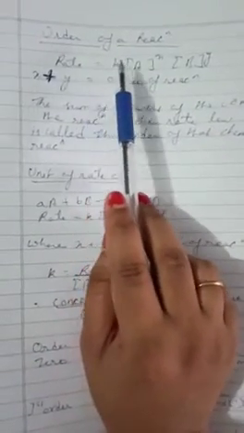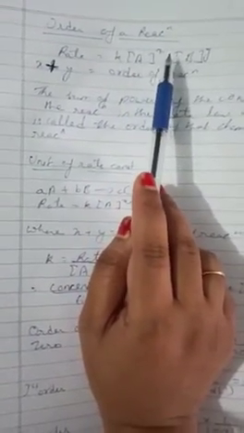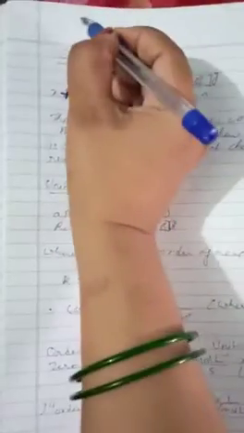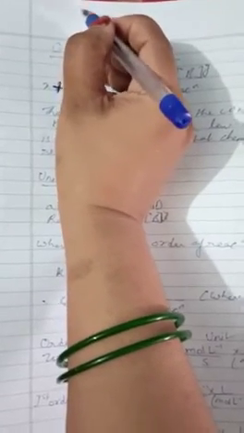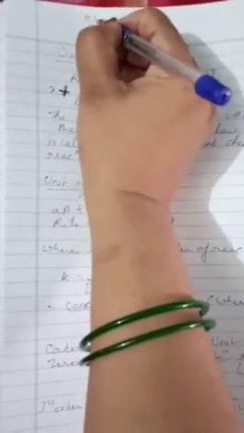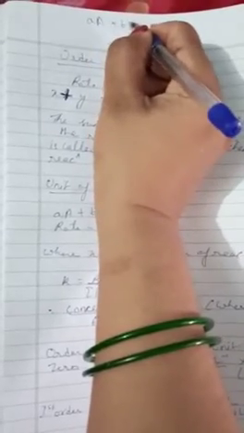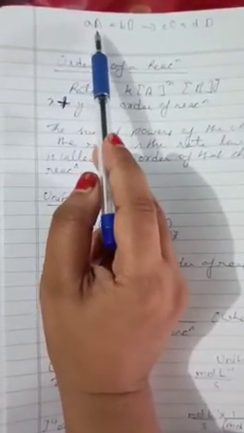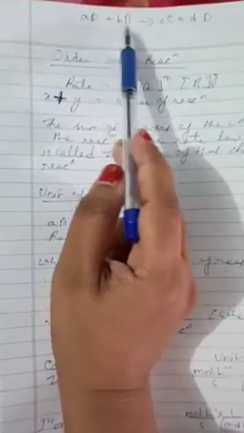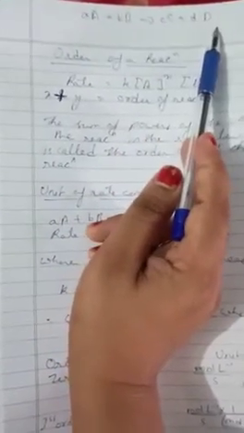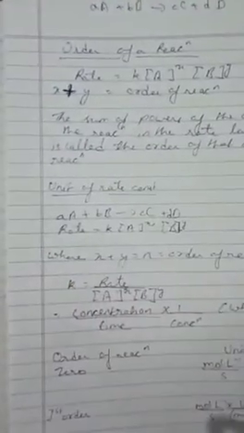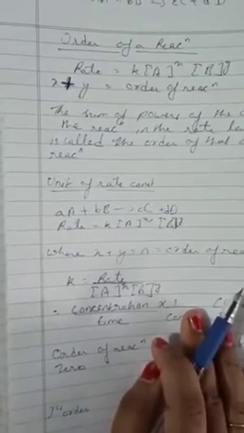So moving forward with our new topic, which is order of a reaction. Before explaining this topic, first of all, let's see about this reaction. Let's take an example here: aA plus bB gives you cC plus dD. Here A and B are the reactants, C and D are the products, and small a, small b, small c, and small d are their stoichiometric coefficients.